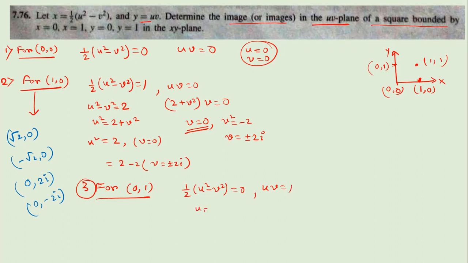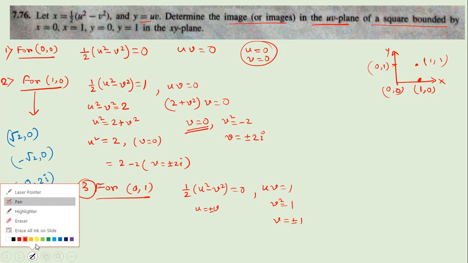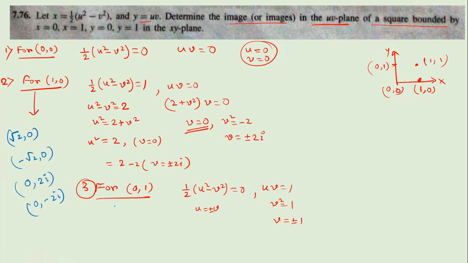So here you will get u equals plus or minus v. If you put that in, v squared equals 1, so v equals plus or minus 1. You will get the four solutions here also: (1, 1), (1, minus 1), (minus 1, 1), (minus 1, minus 1). We also get 4 solutions for this point.